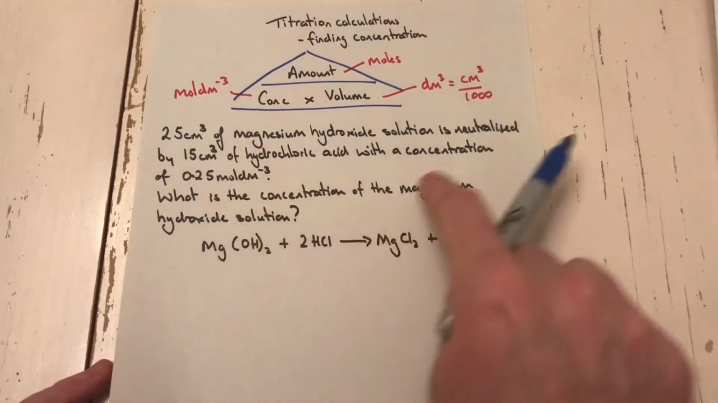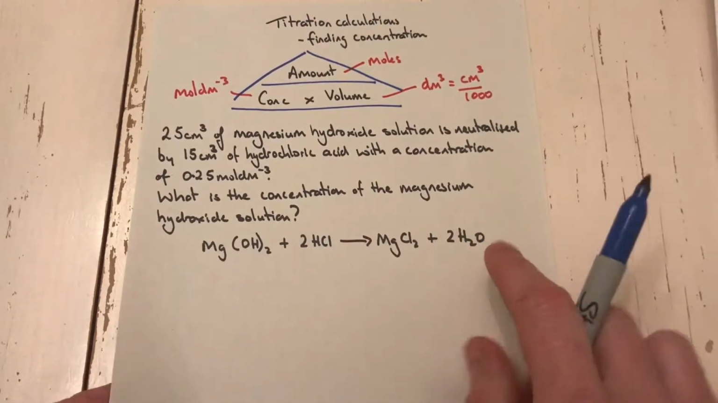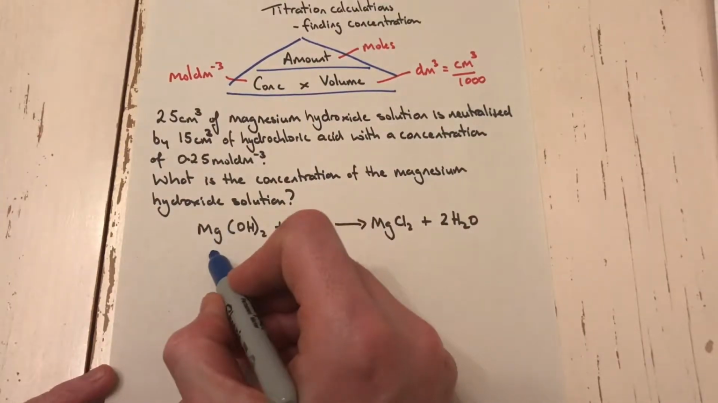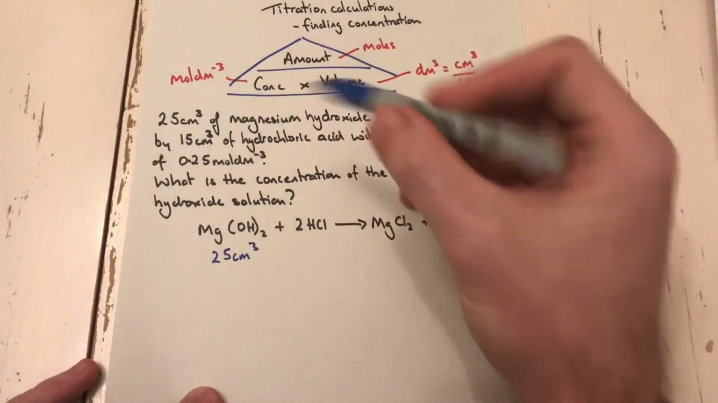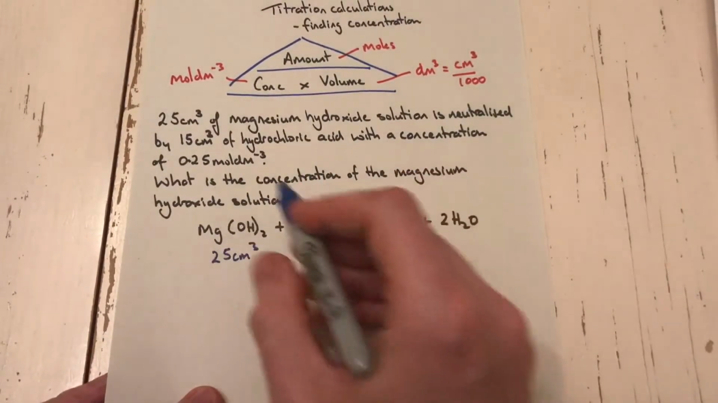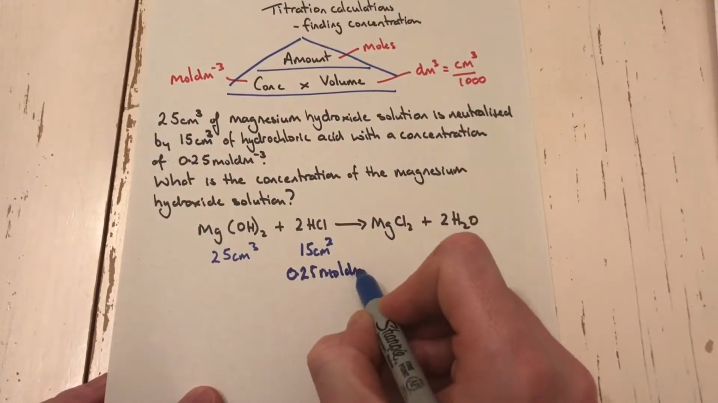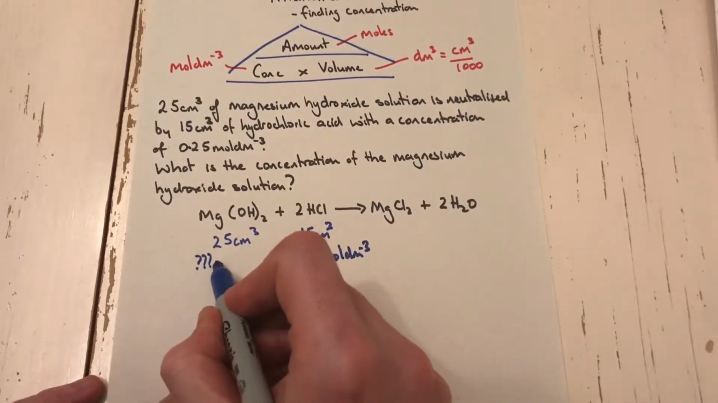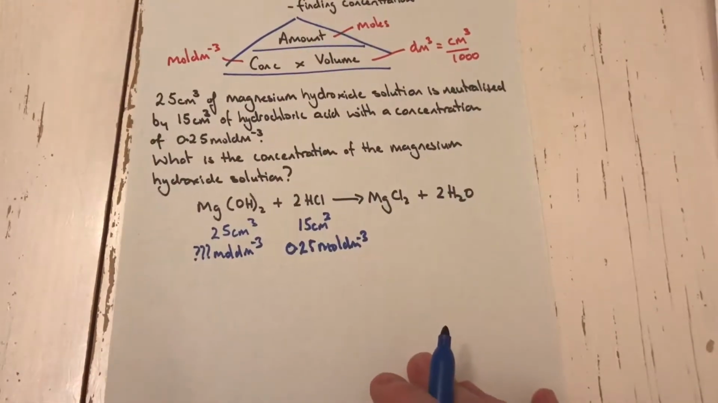So the first thing is to take all this information and put it underneath the equation that we've got here for the reaction. So this is the neutralization equation. Let's put down what we know underneath. We have 25 centimeters cubed of magnesium hydroxide, and it's neutralized by 15 centimeters cubed of hydrochloric acid, and the concentration of that hydrochloric acid is 0.25 moles per decimeter cubed. And it's asking us to calculate, so I'm going to put that on here as well, the concentration of the magnesium hydroxide. So that sets out what we're trying to do.